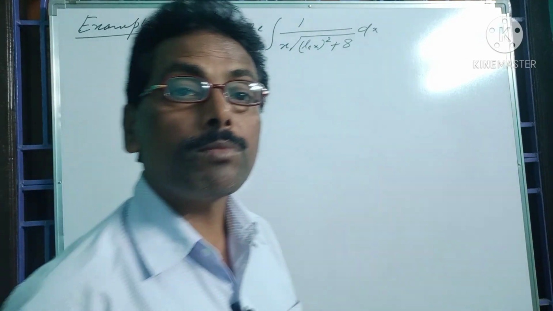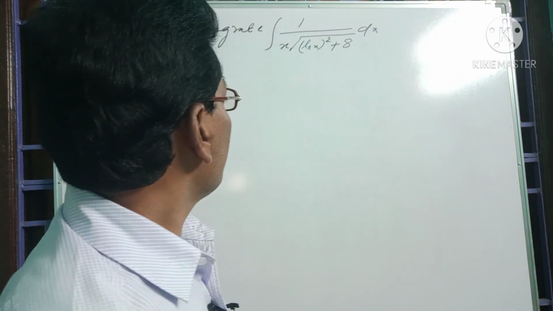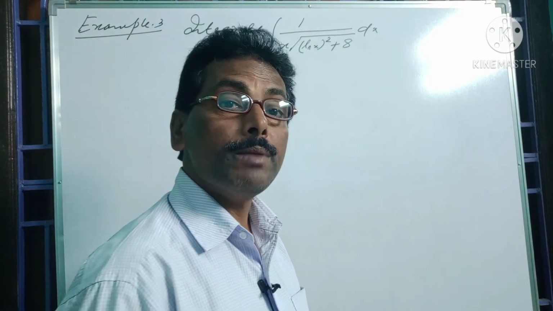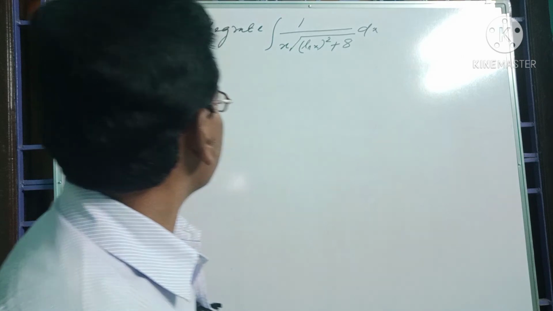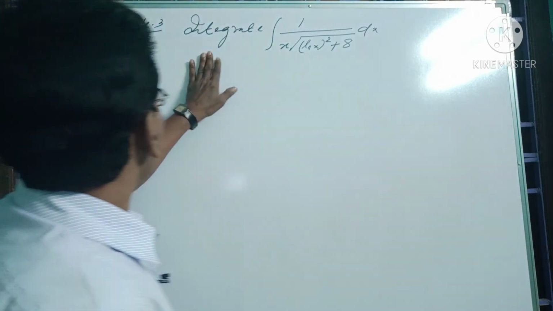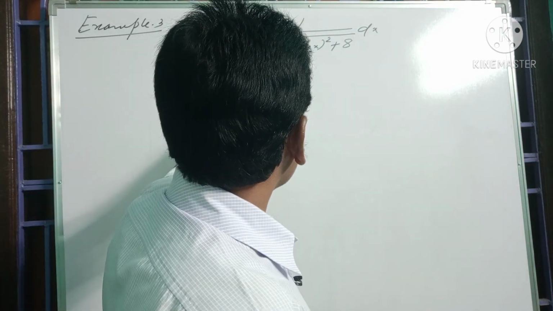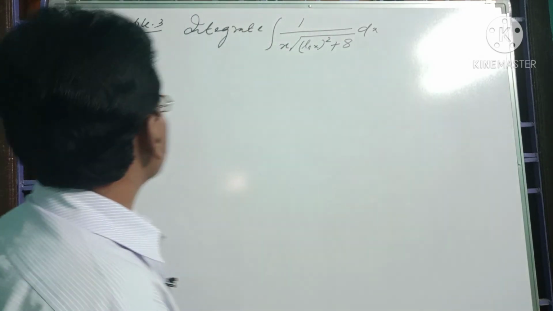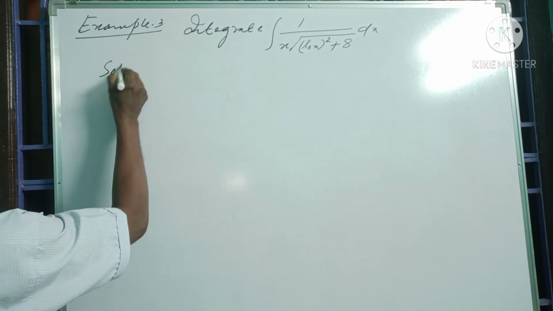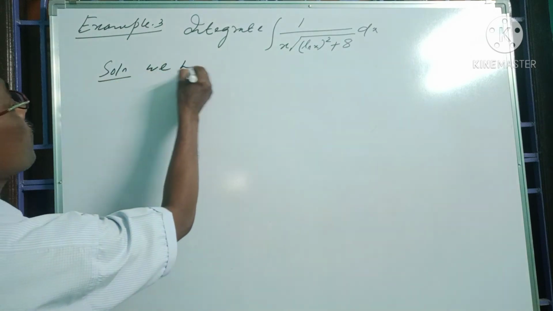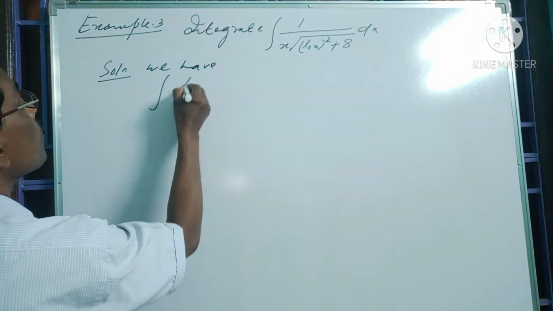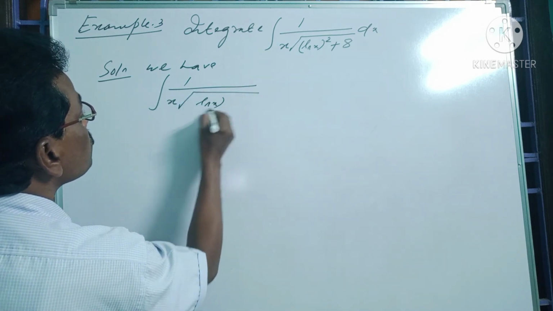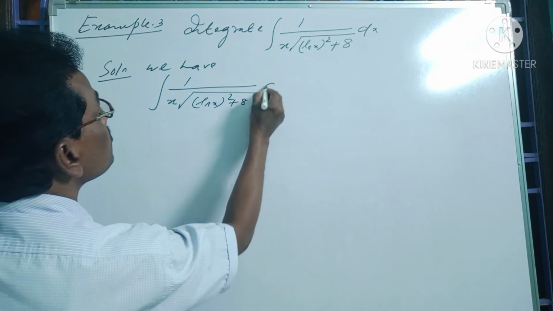Now after deriving the formula, that is the integration of 1 by root of x square plus a square with respect to x, we have to solve a problem concerned with that integral. We have to integrate 1 by x root of (ln x) square plus 8 with respect to x. So here we have the solution like this: the integration of 1 by x into root of (ln x) square plus 8 with respect to x.